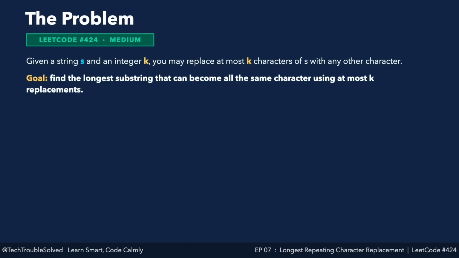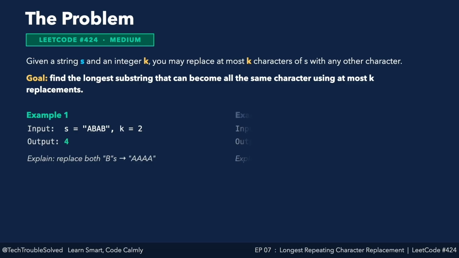Formally, given a string and an integer k, you can replace up to k characters with anything. Find the longest substring that can become all the same character. Two examples. ABAB with k equals 2. Swap both B's, get AAAA. Output 4. AABABBA with k equals 1. Replace one B inside the window AABA. Get AAAA. Output 4 again.